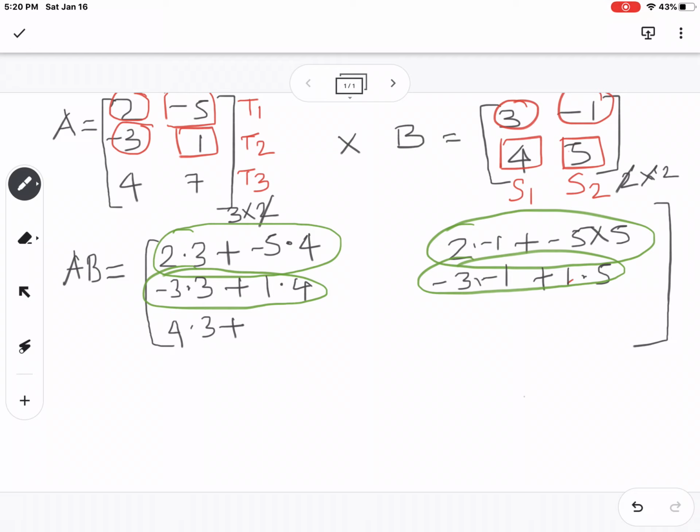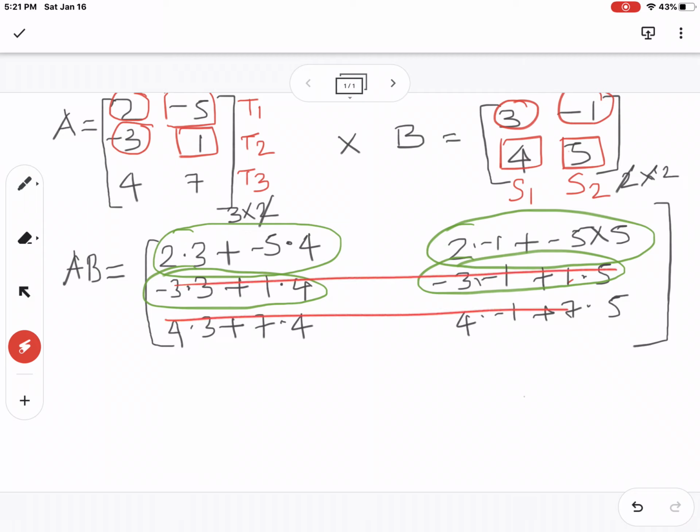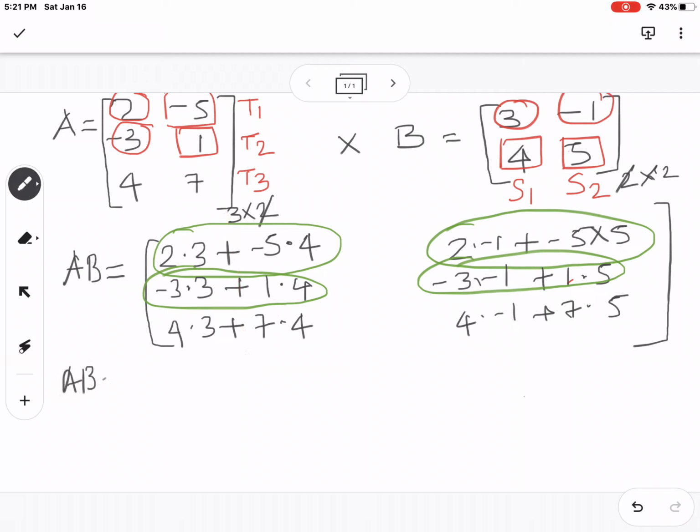4 into 3 plus 7 into 4. You have 4 into minus 1 plus 7 into 5. Now this completes your matrix multiplication. As you can see, this resulting matrix will have 1, 2, 3 rows and column 1 and column 2. Now let us simplify this further.